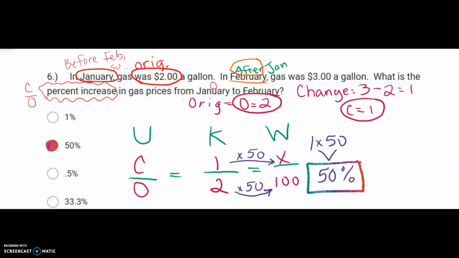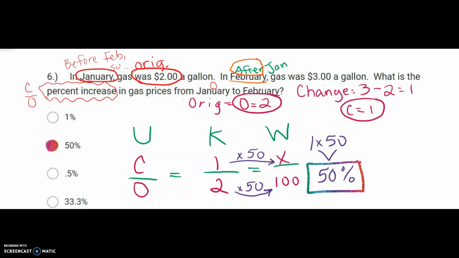Alright, so number 6 says, in January, gas was $2 a gallon. In February, gas was $3 a gallon. What is the percent increase in gas prices from January to February? So that percent increase is what shows me what I need to do. So that shows me that I need to use my formula of change over original. And now that I know that, I can set up my chart with my units change over original.